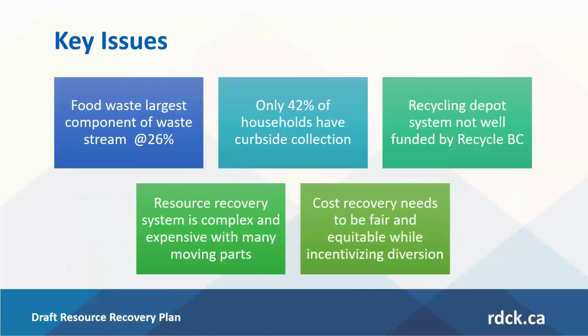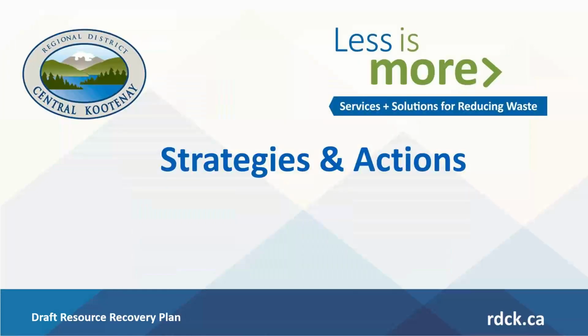So what are the key issues in this plan update? First of all, food waste is the largest component of the waste stream at 26%. Only 42% of households have curbside collection. The recycling depot system is not well funded by Recycle BC. The resource recovery system is complex and expensive with many moving parts. And cost recovery needs to be fair and equitable while incentivizing diversion.